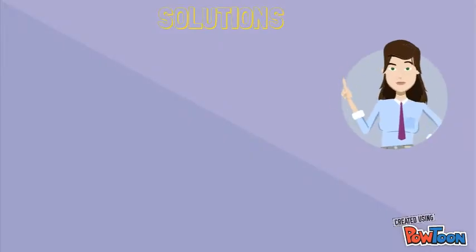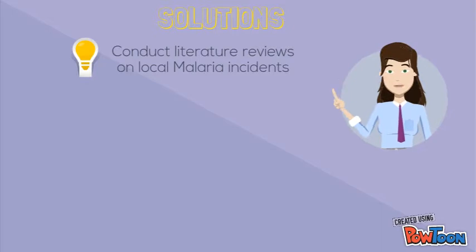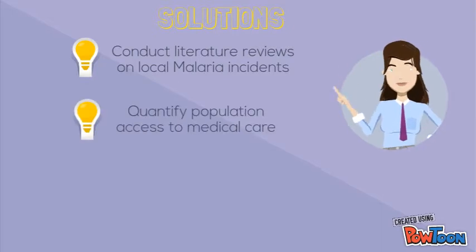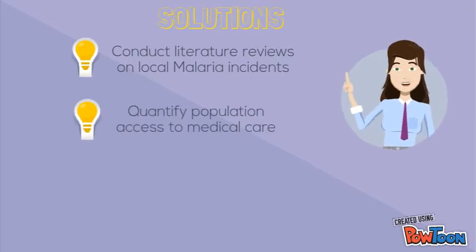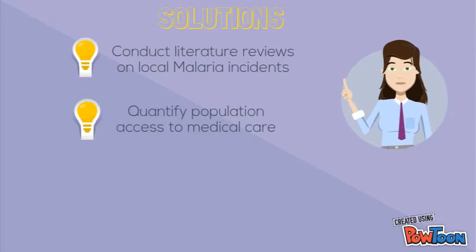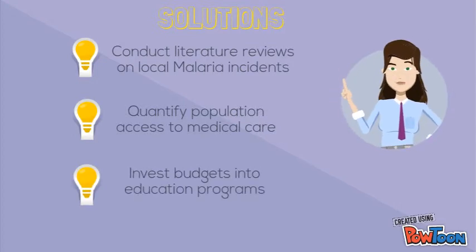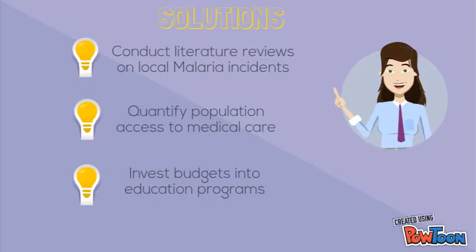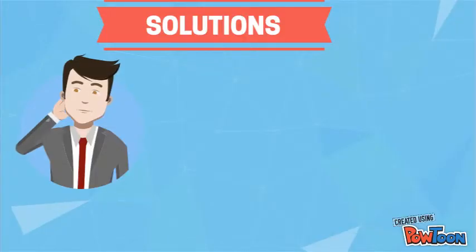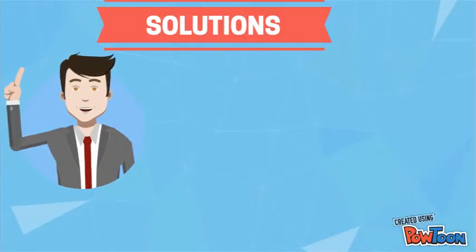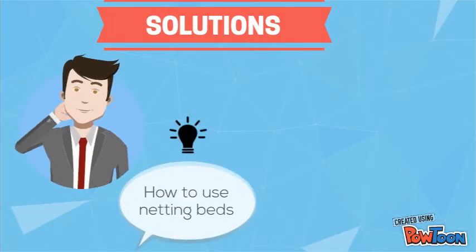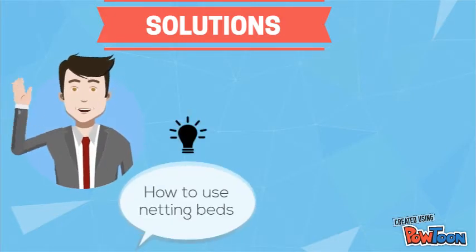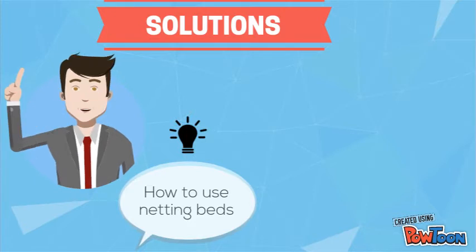Academic researchers could conduct literature reviews on local malaria incidents and quantify population access to medical care. This information could be presented to local government officials to convince them to invest their budgets into public health education programs. Public health education programs will include basic education on how to use mosquito netting over beds to prevent exposure to mosquitoes, by being provided with educational pamphlets.